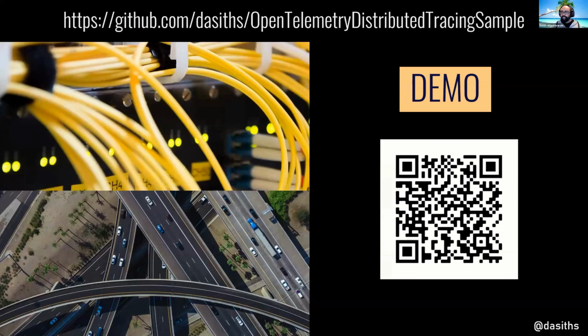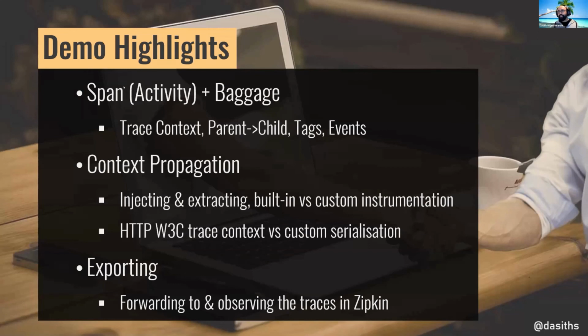Coming back, we touched on the Activity API, and how in .NET it's represented by a span. We also looked at baggage. We looked at the concept of context propagation, how we can do it ourselves versus using an already instrumented library, which will do it on our behalf without us having to worry about how it's injected and extracted. And finally, I showed you how to directly export it to Zipkin or whatever observability tool of your choice.